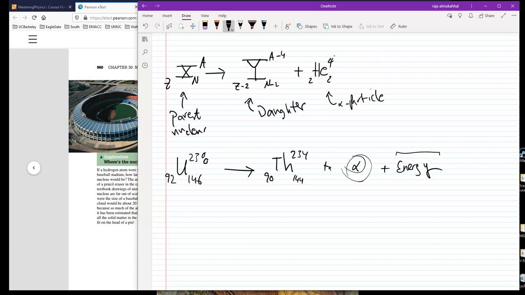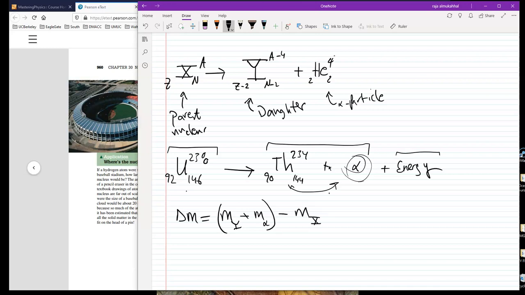Well, the energy here is basically, again, you want to get that mass defect. What you do is you get the mass of the daughter plus the alpha particle, and also you get the mass of the parent, and you take the difference between them. You got it? So the mass defect here is the mass of the daughter plus the mass of the alpha minus the mass of the parent.